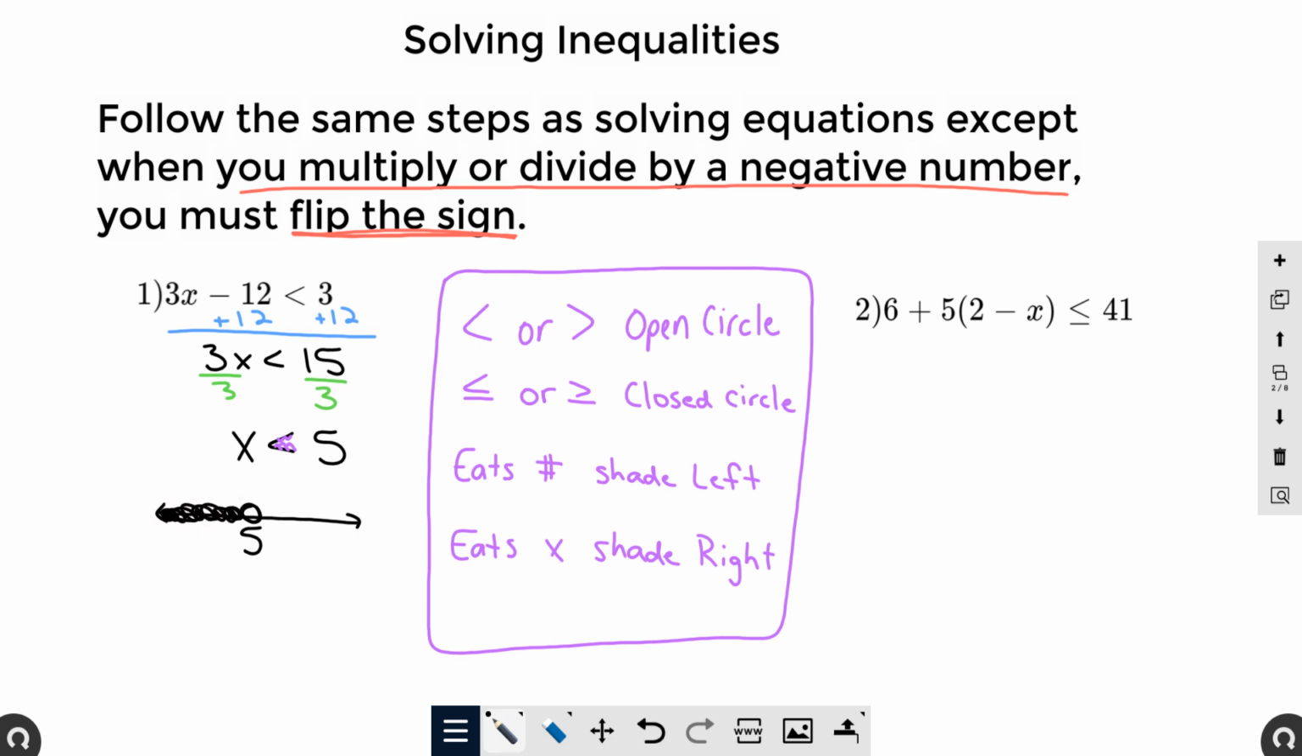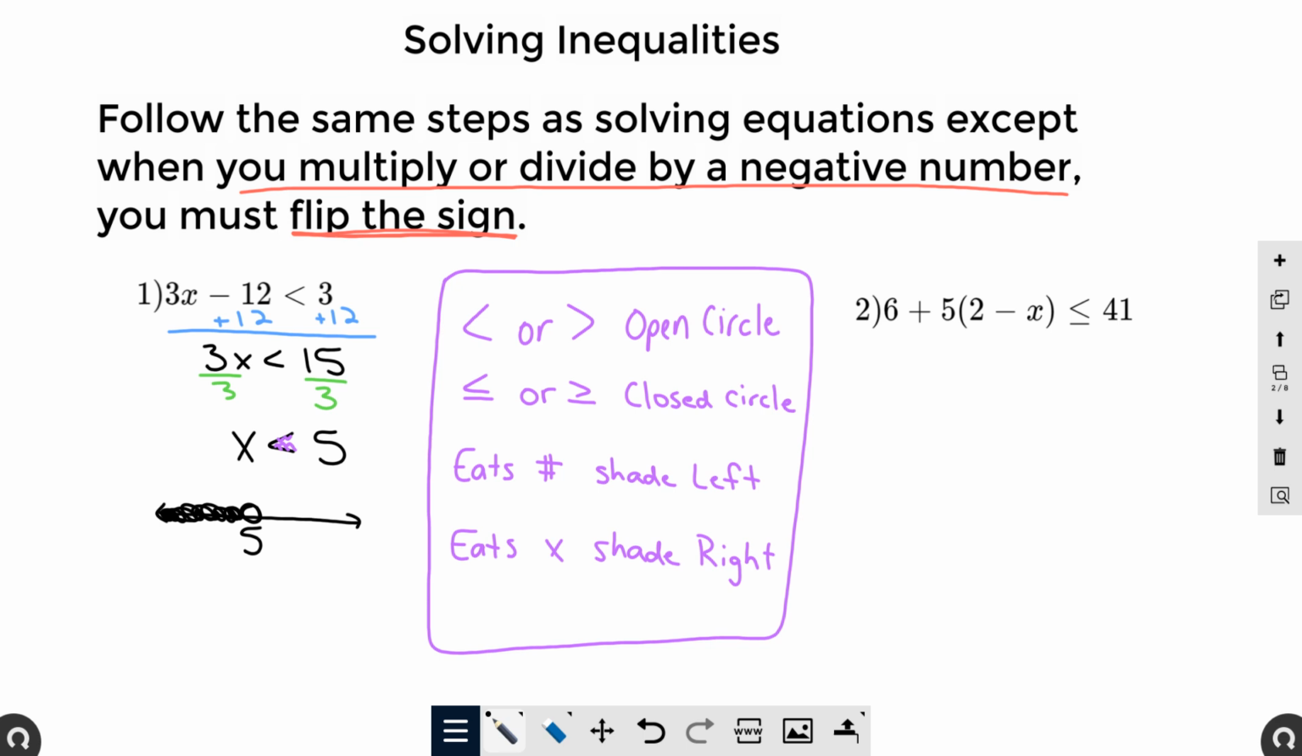So this method will work for anything that you have. So if it eats x, shade right. If it eats the number, we shade to the left. So remember that little key and that little guide there, because I can't tell you which one it is, if it's open or closed, or we shade left or we shade right. And we do inequalities in this unit and the next unit. So know it now so you don't forget for later.